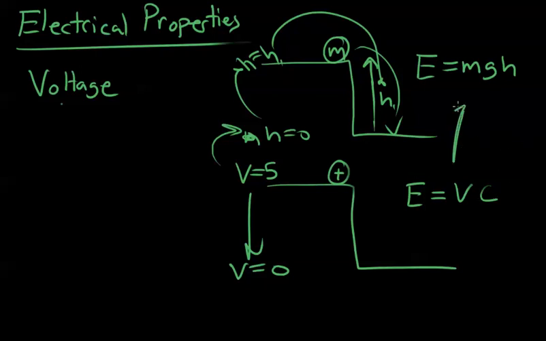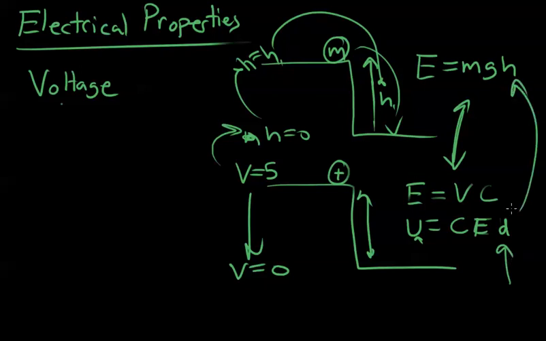But see, these equations don't relate. And actually, to make this more clear, we'll use U as the energy, equal to the charge times the electric field times the height. Or we can say times the distance, if we would like to use distance. This is a very similar expression to the mechanical form, which explained the energy due to a certain potential energy.